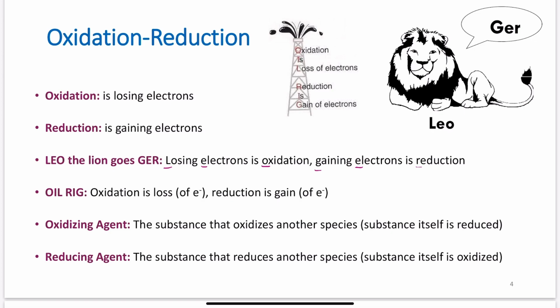A reducing agent is a substance that reduces another species. The substance itself is oxidized. So again, the other way you kind of do it is, students think about it opposite. So they think oxidizing agent, that means it has to be reduced, so therefore we find the species that's oxidized. Whichever way you remember it is fine. Just remember, if it's an oxidizing agent, as acting as an agent, it is not itself oxidized. It is reduced. It's oxidizing something else.